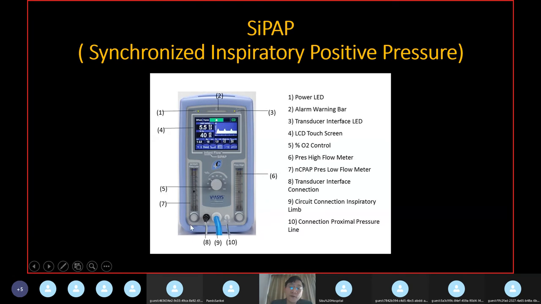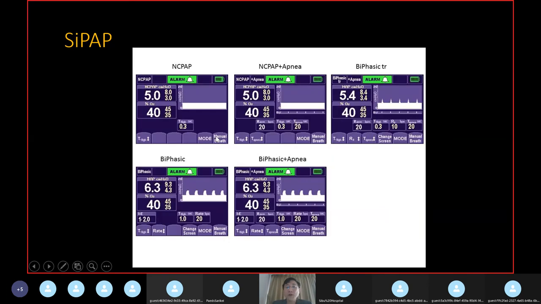So you just control the flow and then the machine just measures whatever pressure is generated. And you have very nice different setting options, right? Okay, you can give CPAP. CPAP with apnea means you can detect apnea on the patient because there is a small apnea monitor on the patient's chest wall, which can detect the respiratory rate and also function as a trigger, okay?